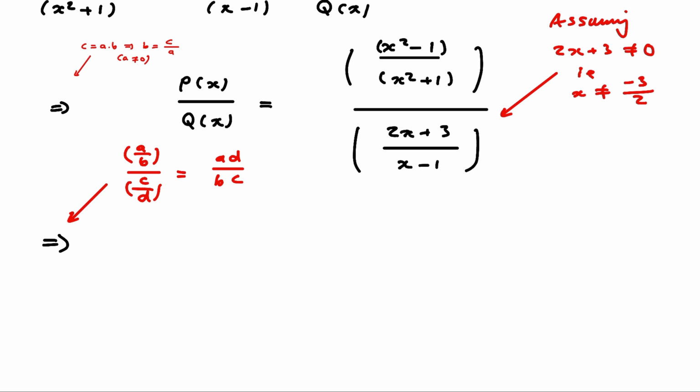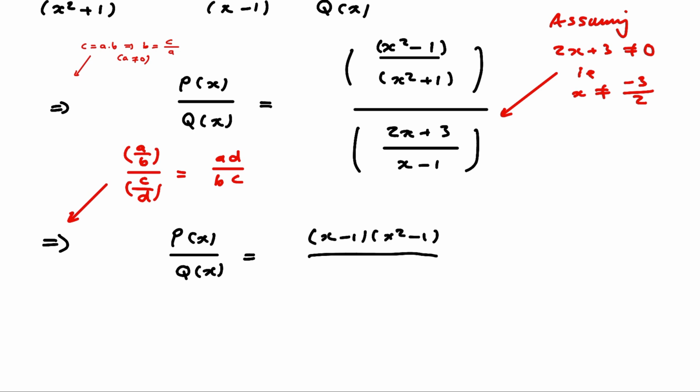Okay, so what does that tell you? It tells you that p(x) over q(x) is equal to what? It's going to be equal to (x minus 1) times (x squared minus 1), all divided by (x squared plus 1)(2x plus 3).